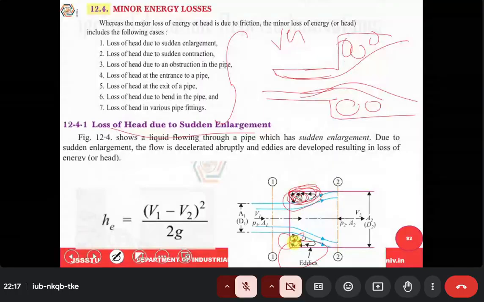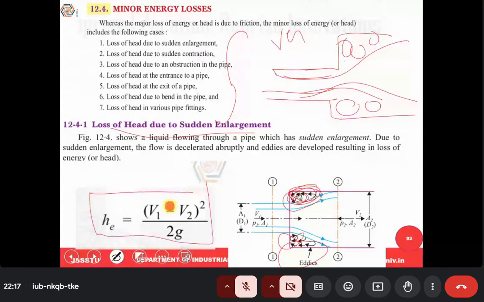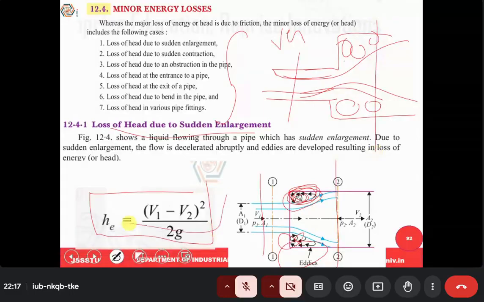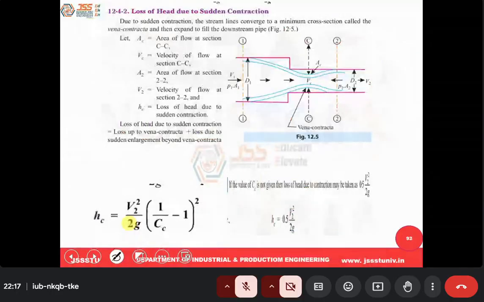So then how to calculate these losses? There is a derivation: h equals (v1 minus v2) square by 2g, where v1 is the velocity at section 1 in the small pipe, and v2 is the velocity at section 2 in the bigger pipe. Then we can calculate the head loss due to sudden enlargement. In the same way, in the reverse direction, when flow goes from the bigger pipe into the smaller pipe, there will be losses. Then how to calculate these losses?